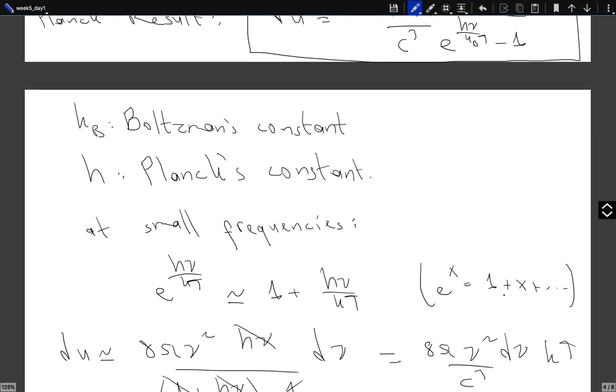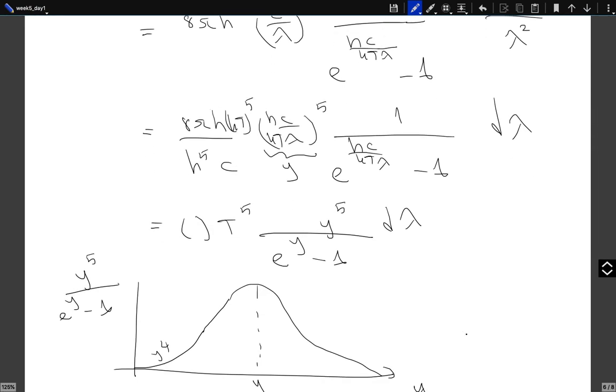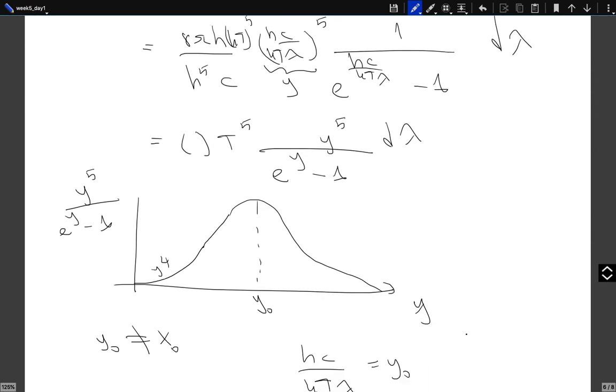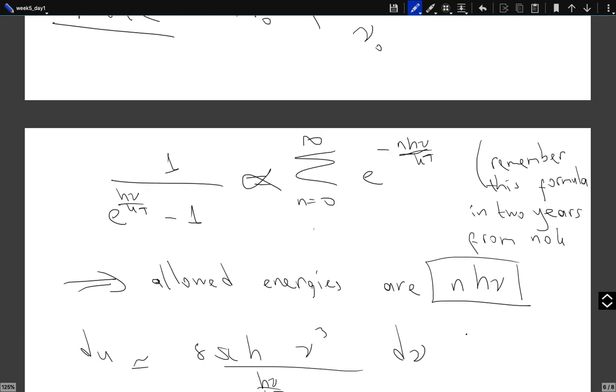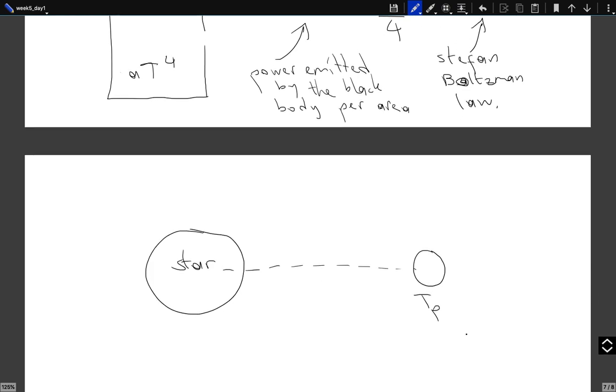So this idea that the energy is emitted in packages of h nu explains the observed spectrum. Now, on Thursday, we will start studying the photoelectric effect, which will tell us that actually light itself is made up of packages independent of the oscillators.